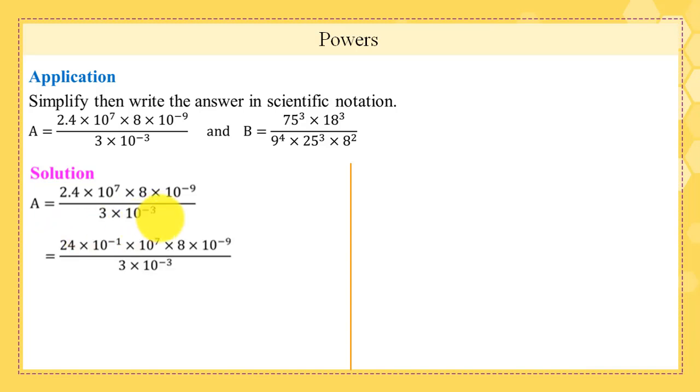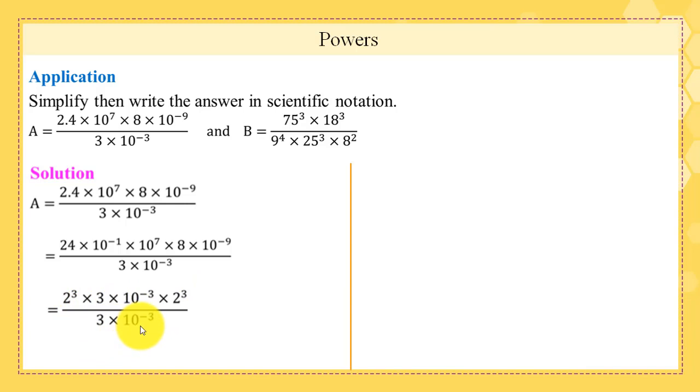As we mentioned before, we start by removing the decimal point from the decimal numbers. Here, 2.4 is written as 24 times 10 to the power minus 1. Second step, we decompose the numbers and write them in the form of a product of prime numbers. So 24 is written as 2 power 3 times 3, and 8 is 2 power 3. And we work on the powers of 10. 10 power minus 1 times 10 to the power 7 times 10 power minus 9 equals 10 power minus 3. So we get A equals 2 power 3 times 3 times 10 to the power minus 3 times 2 power 3, all over 3 times 10 to the power minus 3.